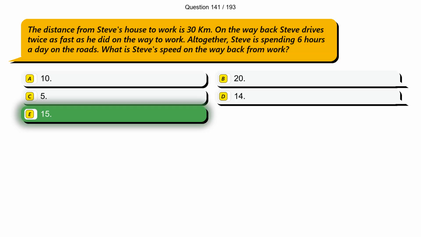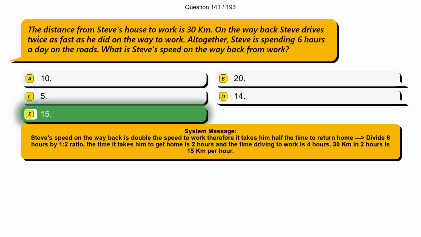The correct answer is option E, 15. Steve's speed on the way back is double the speed to work, therefore it takes him half the time to return home. Divide 6 hours by 1:2 ratio. The time it takes him to get home is 2 hours and the time driving to work is 4 hours. 30 kilometers in 2 hours is 15 kilometers per hour.